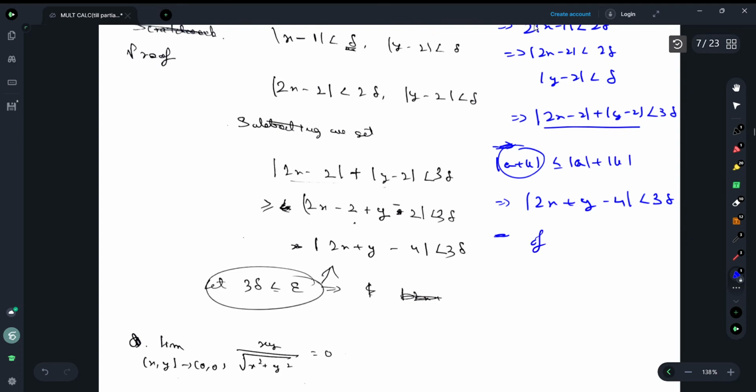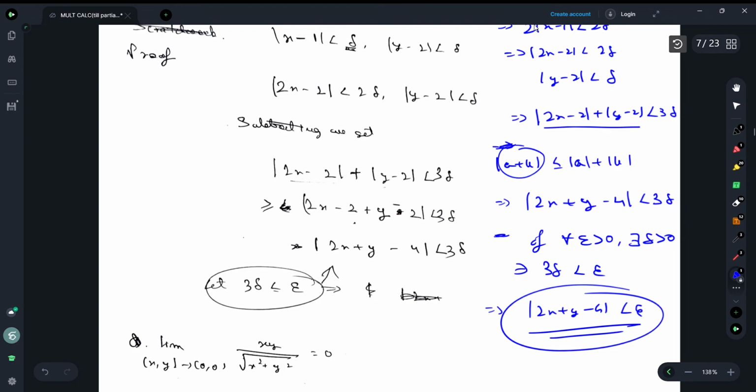Now if for all epsilon greater than 0 there exists a delta greater than 0 such that 3 delta is less than epsilon, then that implies mod of 2x plus y minus 4 is less than epsilon. That is the definition of limit. That is, when mod of x minus x0 is less than delta and mod of y minus y0 is less than delta, you get the function minus the limit, and its modulus is less than epsilon. So this becomes less than epsilon. So this is what we have proved here. Clear?